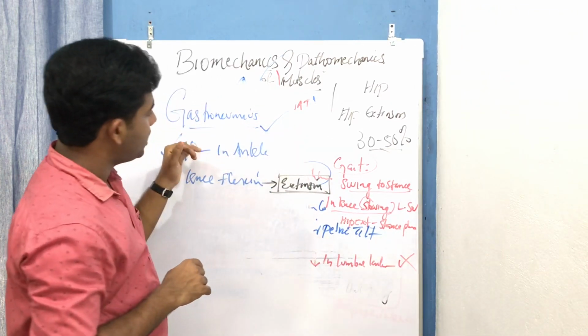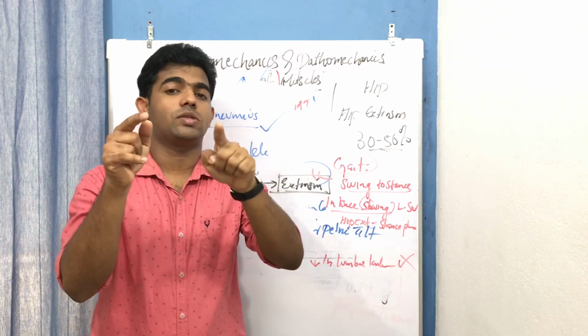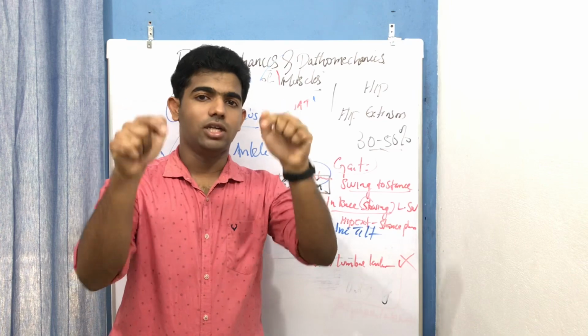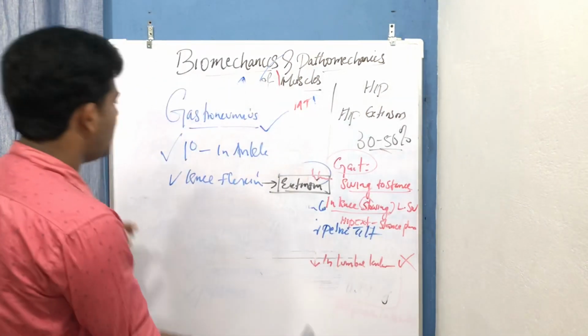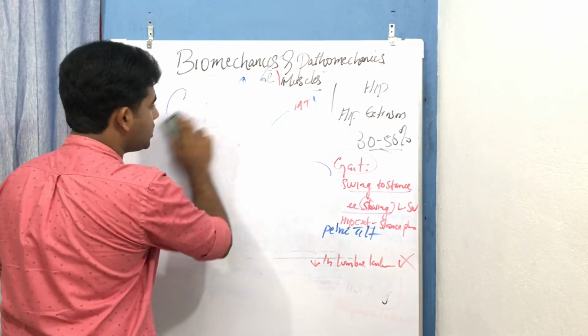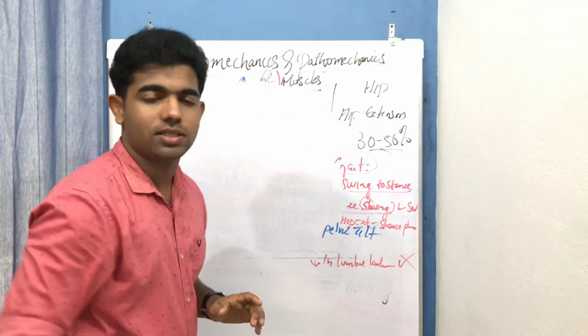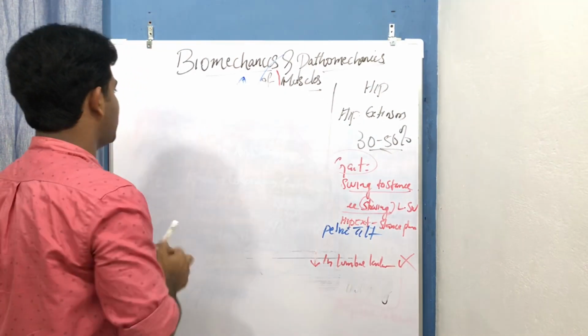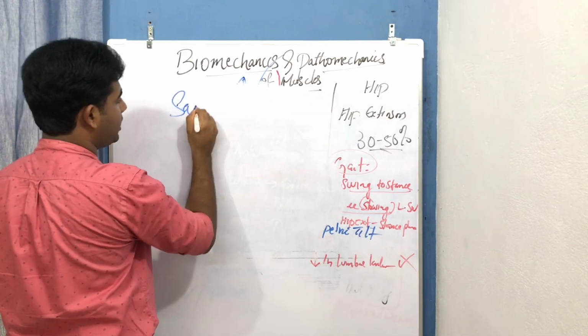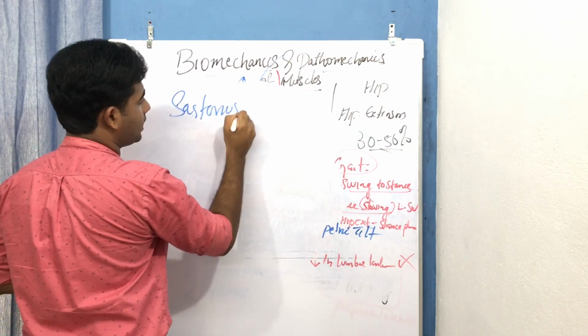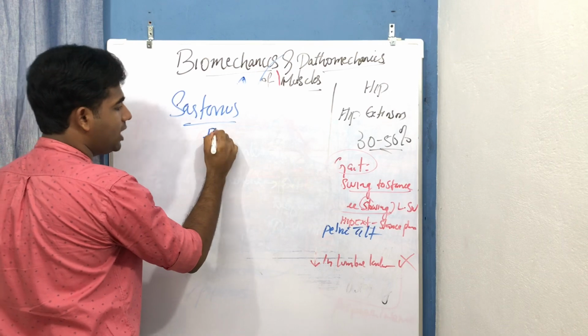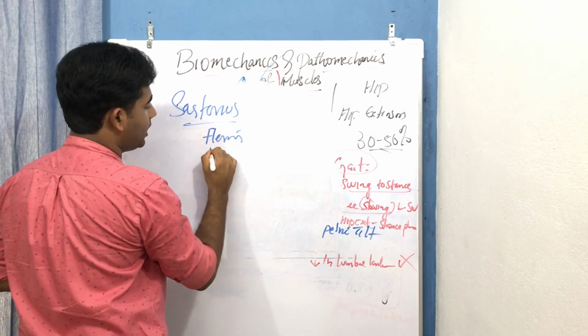More details about the gastrocnemius muscle we'll discuss when we go on with the ankle joint. Right? And now we have the next group of muscle, which is known as the sartorius muscle. Yes, the sartorius muscle, the tailor's muscle, right? The chief functions are knee flexion and medial rotation.